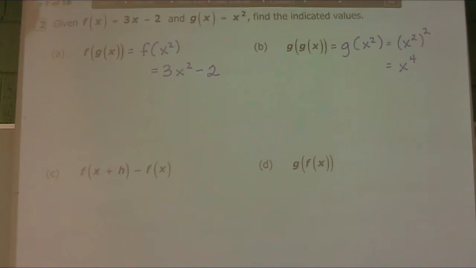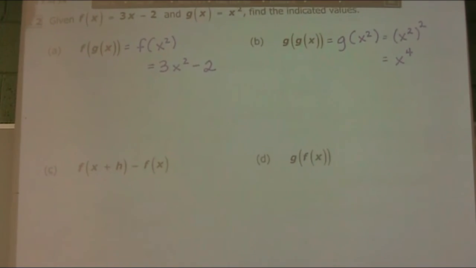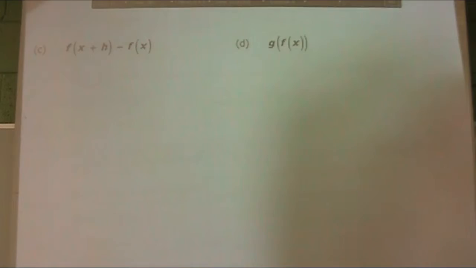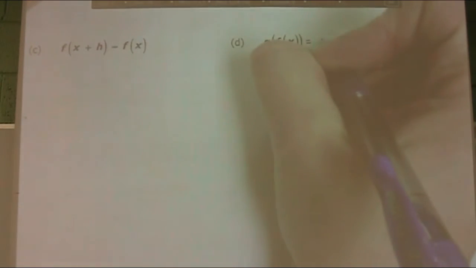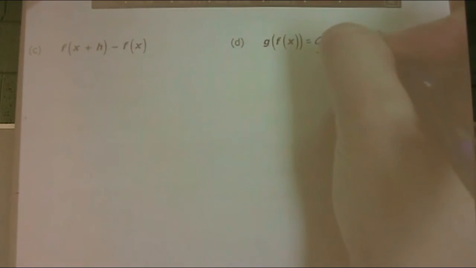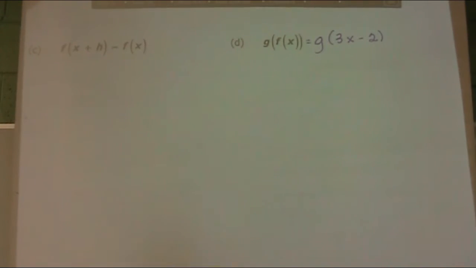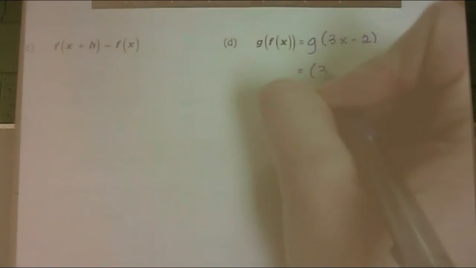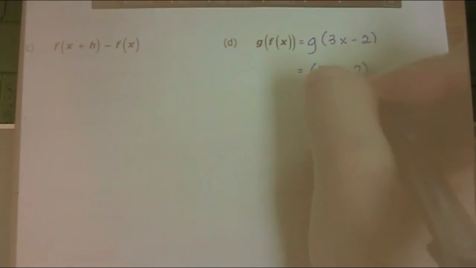All right, we've got some other examples at the bottom of the page. Let's go to D first. All right, D is g of f of x. So first of all, let's replace f of x with 3x minus 2, its function value. So this is g of 3x minus 2. Now that means we're going to put 3x minus 2 in place of x in the g of x function. Since the g of x function is x squared, this is going to be 3x minus 2 squared.